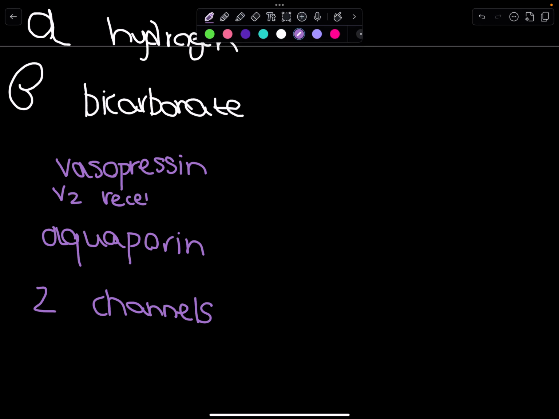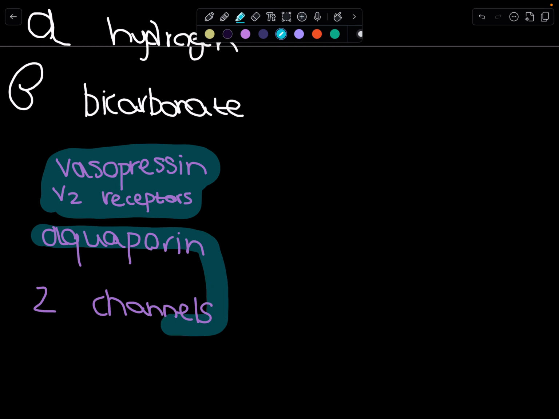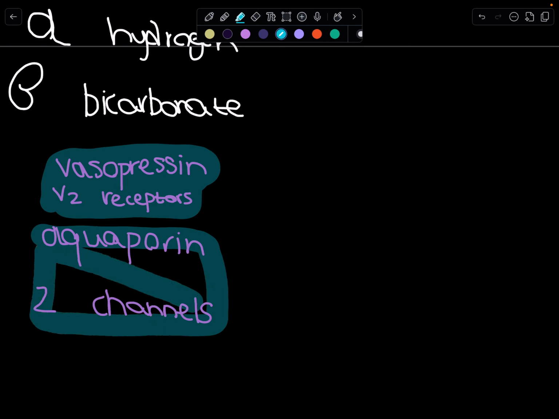When ADH binds V2, it triggers a signaling cascade that inserts aquaporin 2 water channels into the luminal membrane, allowing water to move from the dilute filtrate into the hypertonic medulla, thanks to the loop of Henle's gradient, concentrating the urine. Without ADH, aquaporin 2 channels are removed, producing dilute urine.